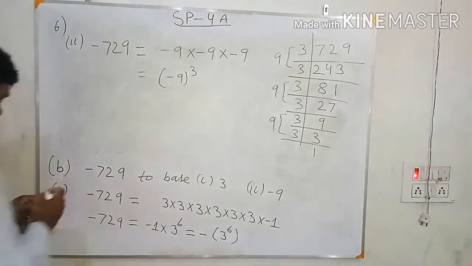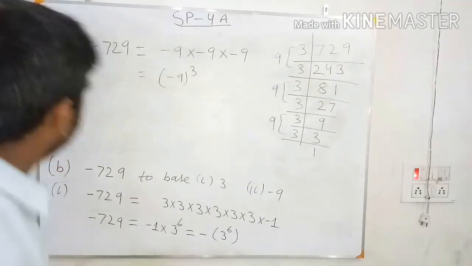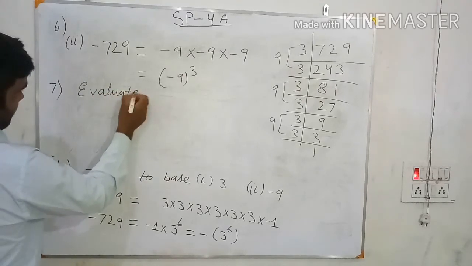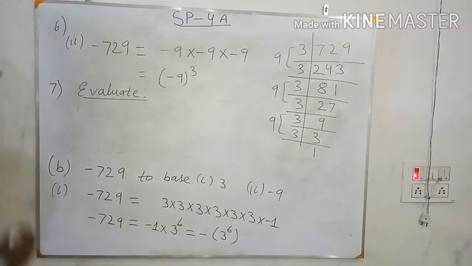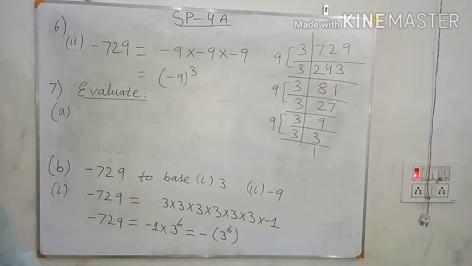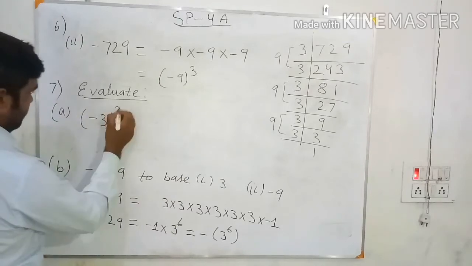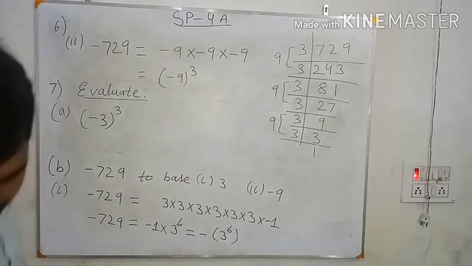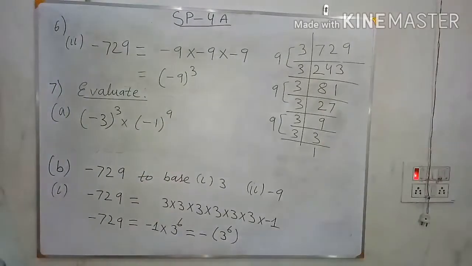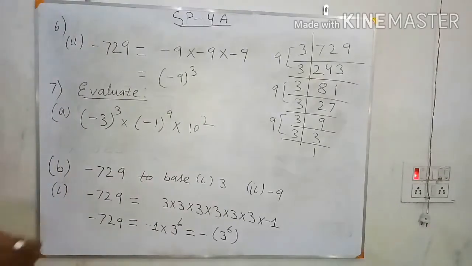Okay. Now we move to the next question. Question number 7. Evaluate. Question number 7, you see, evaluate. So what you have to evaluate? Minus 3 to the power 3 multiply minus 1 to the power 9 multiply 10 to the power 2. So we have to evaluate this.